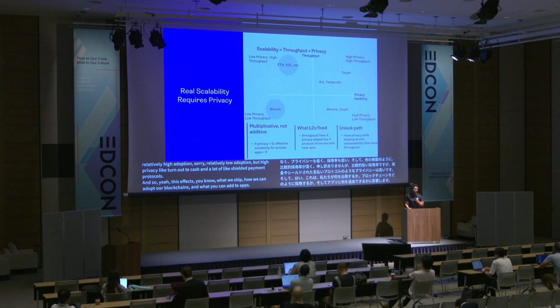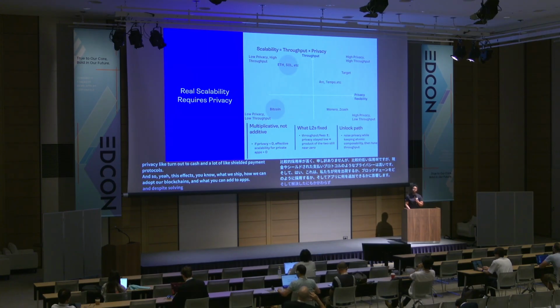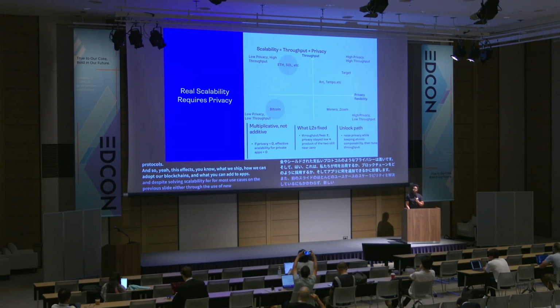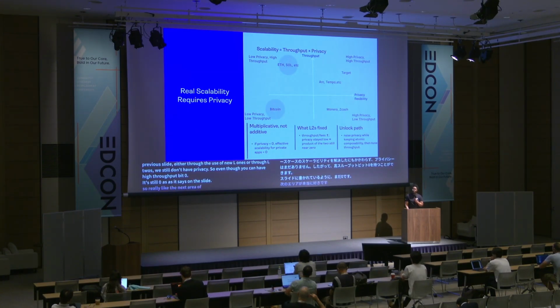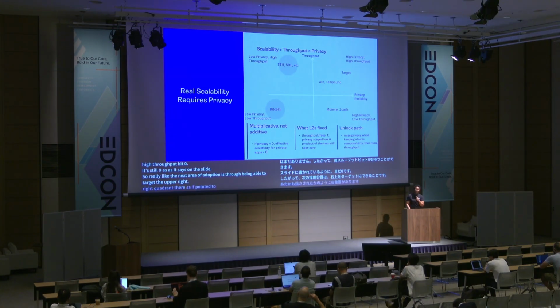And despite solving scalability for most use cases on the previous slide, either through the use of new L1s or through L2s, we still don't have privacy. So even though you can have high throughput, bit 0, it's still 0 as it says on the slide. So really the next area of adoption is through being able to target the upper right quadrant there, as I've pointed to. It doesn't show it nicely, sorry.